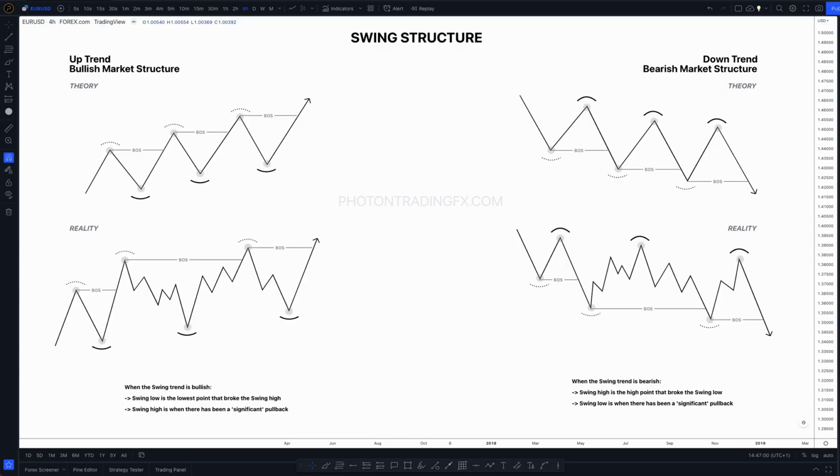So a quick recap on the basic theory. I would recommend you have a little refresher of the very first video in this module, I believe it's called Basic Market Structure, where we go over higher highs, higher lows, lower highs, lower lows, and strong and weak highs and lows. With swing structure, we're going to focus on it here now.